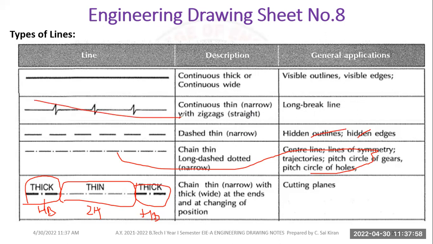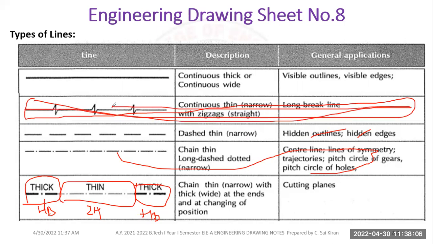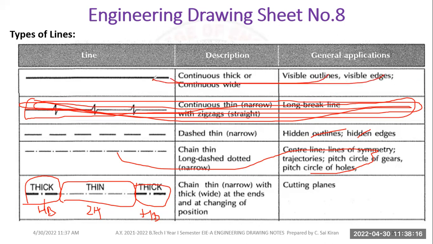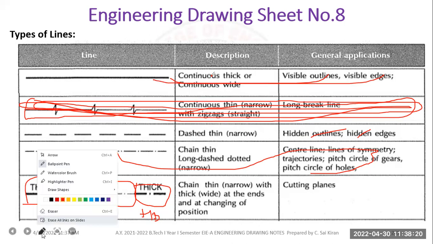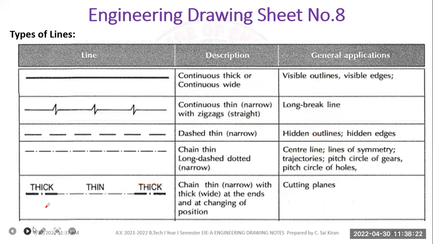This is rarely used, because whenever we have a line of very long or infinite length, then you will be using these zigzag lines. Generally we don't use zigzag lines in engineering drawing. In machine drawing and production drawing, you will be using these zigzag lines. So next is the continuous line. Whenever it is a visible outline or visible edge, which is nothing but wherever you can see that edge, for those lines you have to use the continuous line.